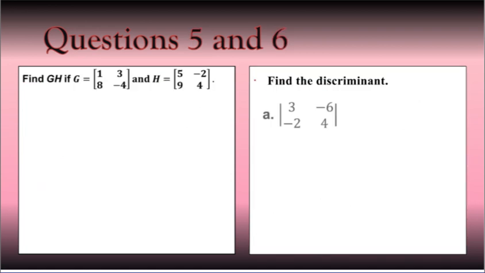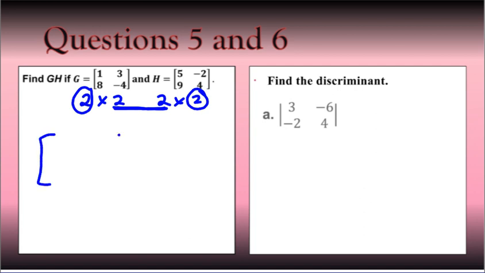Question 5. Find GH if G is 1, 3, 8, negative 4, and H is 5, negative 2, 9, 4. So when we multiply matrices, I have to make sure that the dimensions work. So this is a 2 by 2, and this is also a 2 by 2. I need to check if these middle two are the same. Since they are the same, my answer is going to be a 2 by 2. So I'm going to draw my 2 by 2 here. Now I'm going to fill in the blanks.